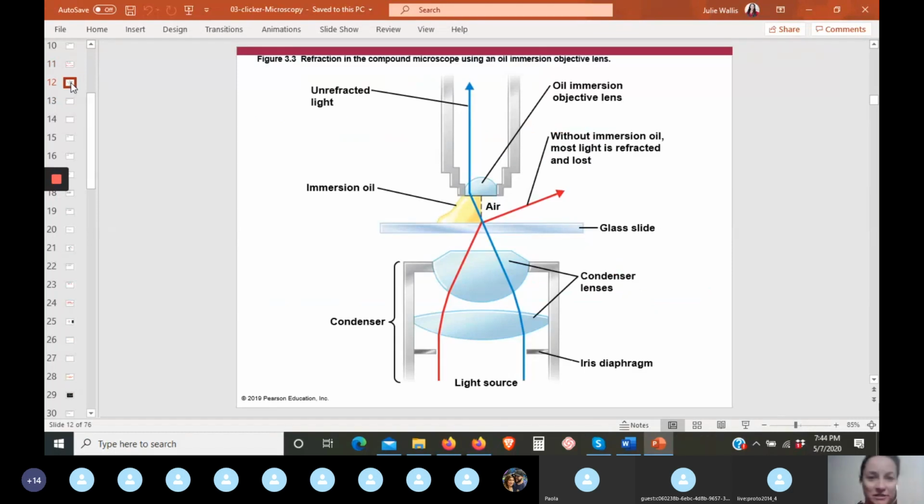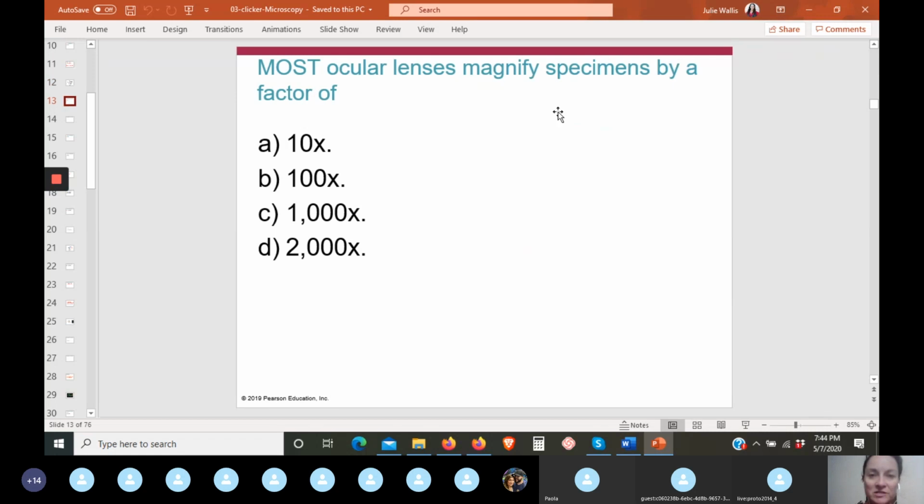Okay, next question. Oh, here's a picture that's showing you this. This is in the need to know document also. Most ocular lenses, I already gave you a hint for a lot of these, magnify specimens by a factor of which of these? The ocular lens is the eyepiece.